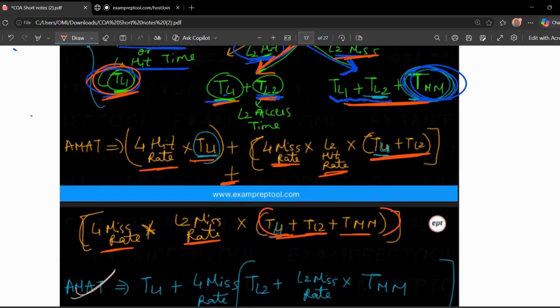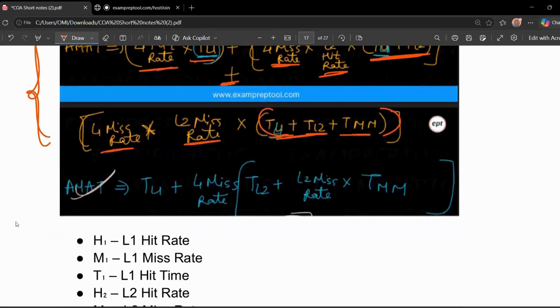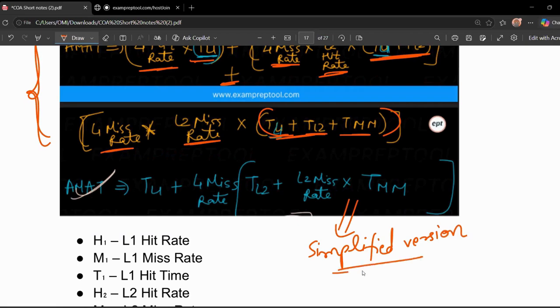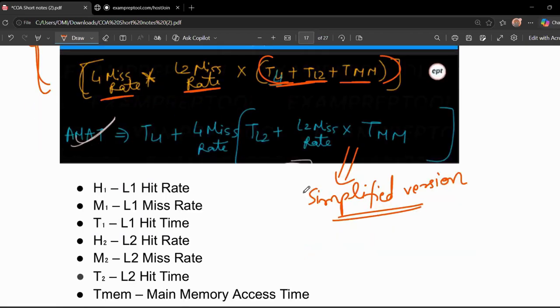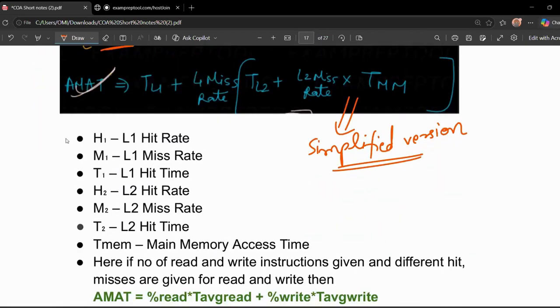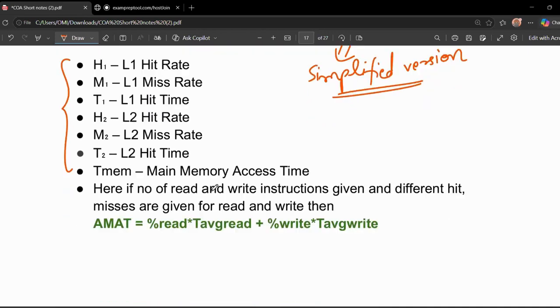Yeah, and if you simplify this equation, you will get this. This is the simplified version. In this term I have written what is L1, M1, T1, H1, and everything.